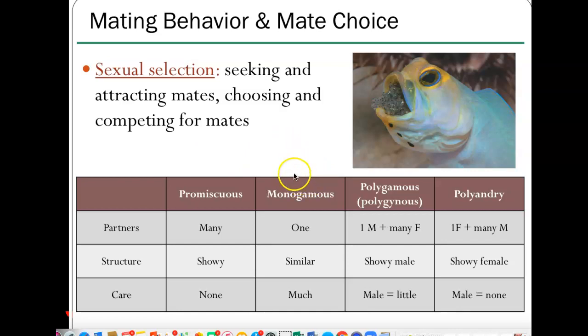All right, monogamous animals. That is one male, one female, and they're going to be similar in their structure and the way they look. And there's going to be a lot of care for each other as partners and a lot of care for the young. An example of monogamous, there's a long list of them. There's types of wolves, beavers. And then I would assume humans would be put into this category as well.